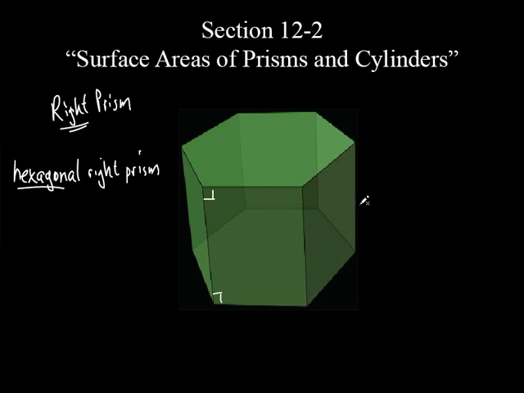What I'm going to do, if it says to find the surface area, is that a C? Yeah, it looks like it. Okay. If I wanted to find the surface area of this thing, what this means is I want to find the area of all the surfaces.